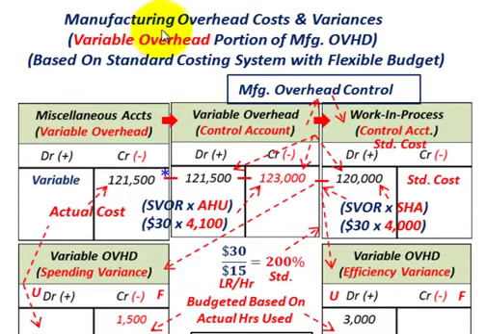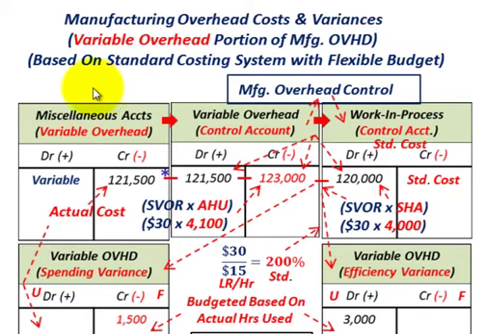What we're going to be going over here is manufacturing overhead costs and variances, but for this problem we're going to be looking at just the variable overhead portion of our manufacturing overhead, and it's going to be based on a standard costing system with a flexible budget. And just say, for example, here you're managing a particular factory department, and you have to determine what's going on with the variable overhead in this department.